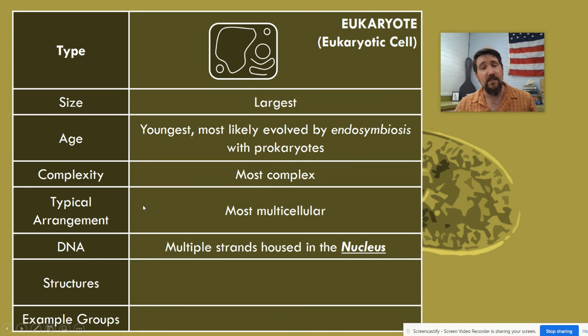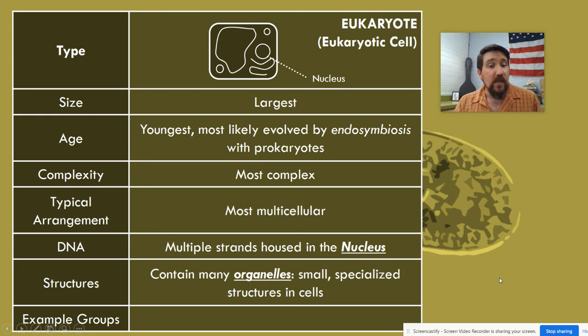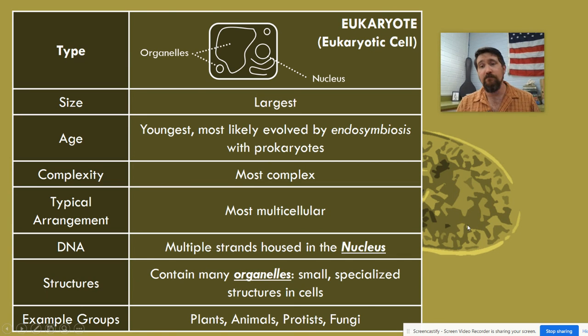The DNA consists of multiple strands housed inside a membrane sac known as the nucleus, so keeping all of that DNA sequestered together. The eukaryotes contain lots of organelles, which are small, specialized structures in cells, typically bound in a membrane as well, so much more complex, again, than the prokaryotes. Example groups here include things like plants, animals, fungi, and protists.